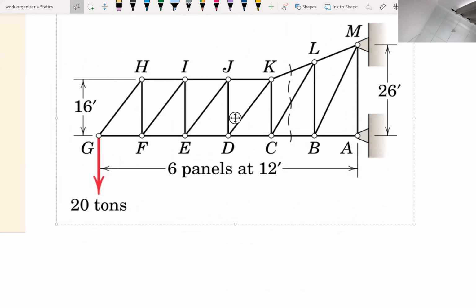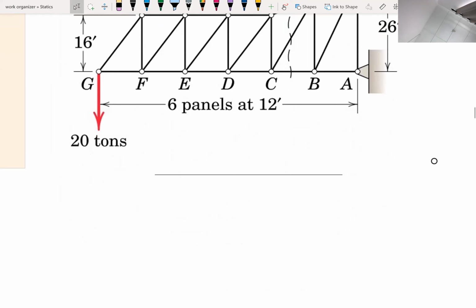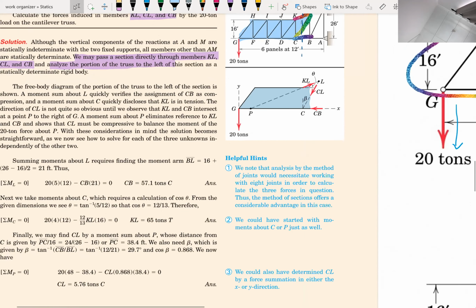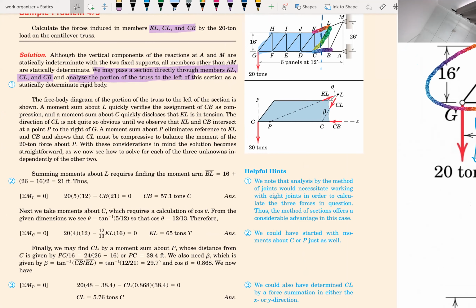Okay, next. So now, based on the textbook, we have to determine the summation of moment at L. The method of sections deals a lot with moment. Summation of moment equal to 0.